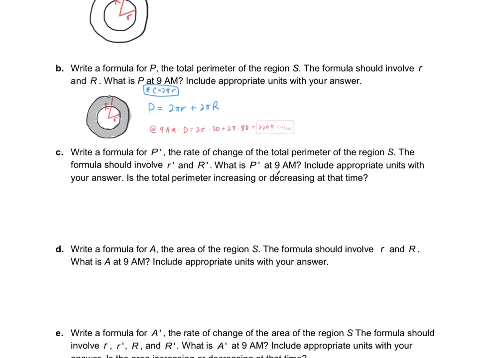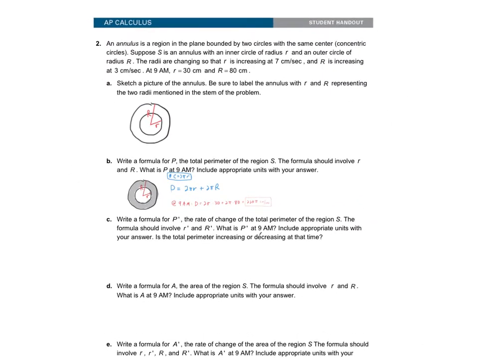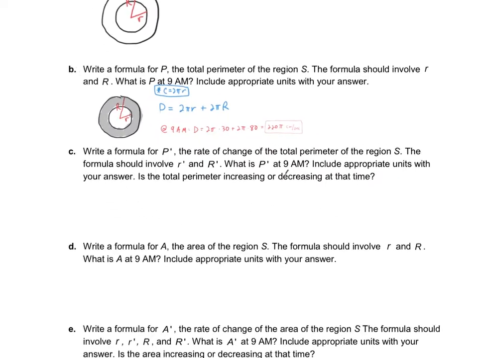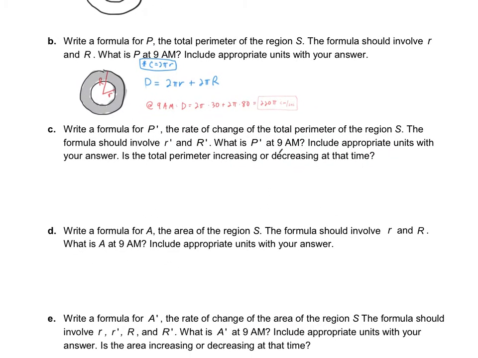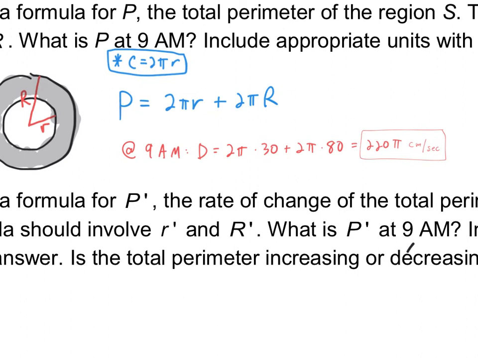Okay, write a formula for P prime, the rate of change of the total perimeter. Since the radii are changing, the perimeter will be changing. But that should be a P, I don't know why that's a D. Oh, whoops, that just got erased. There should be a P here, and that should be a P, and that should be a P also. I just made a mistake, I guess.